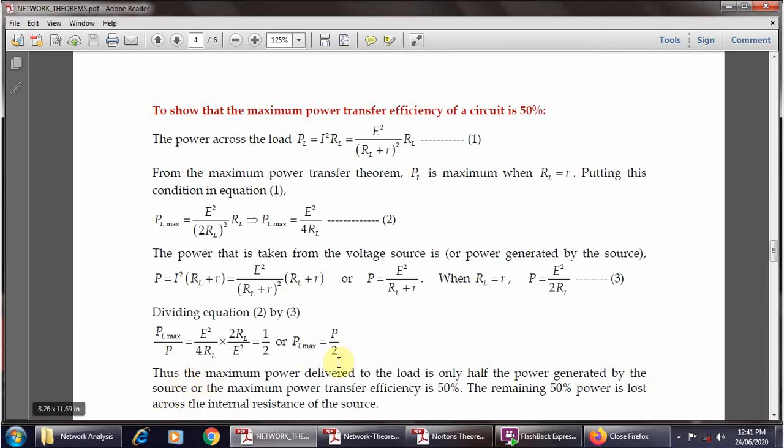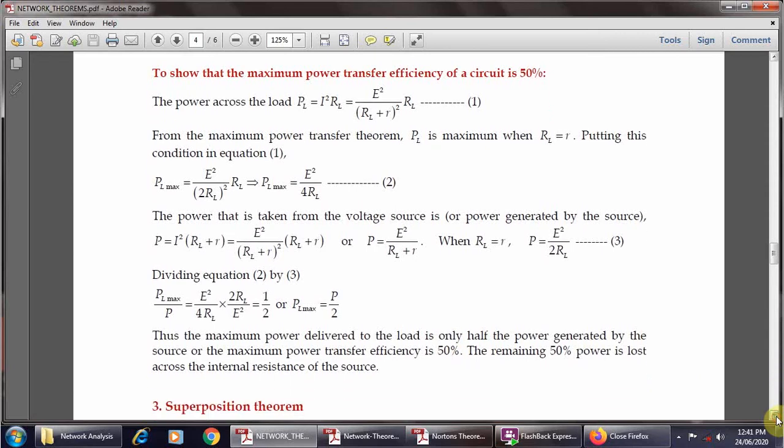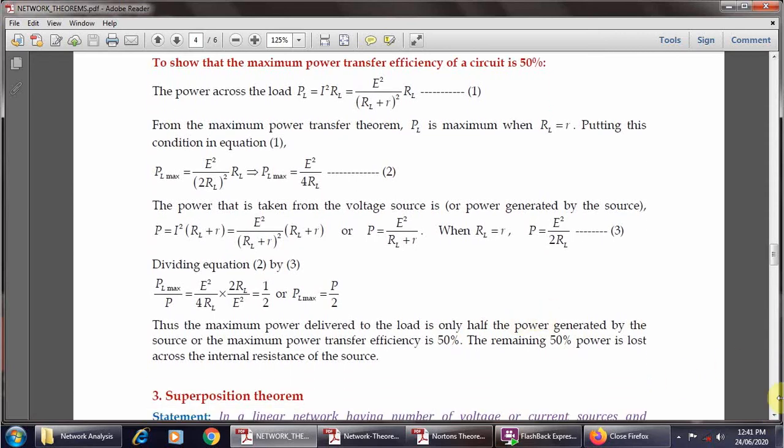Thus this equation indicates that the maximum power delivered to the load is only half the power generated by the source, and the maximum power transfer efficiency is 50%. The remaining 50% of the power is lost across the internal resistance of the source. In this way we have proved that the maximum power transfer efficiency of the circuit is 50%.